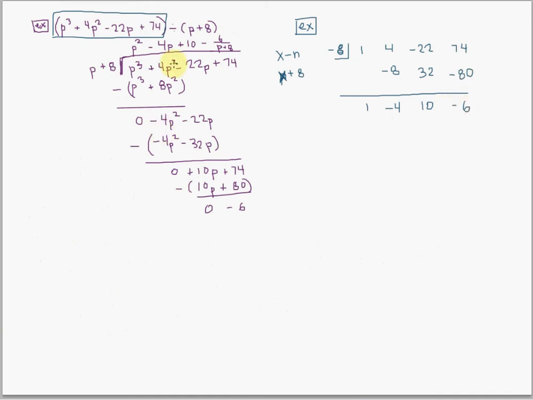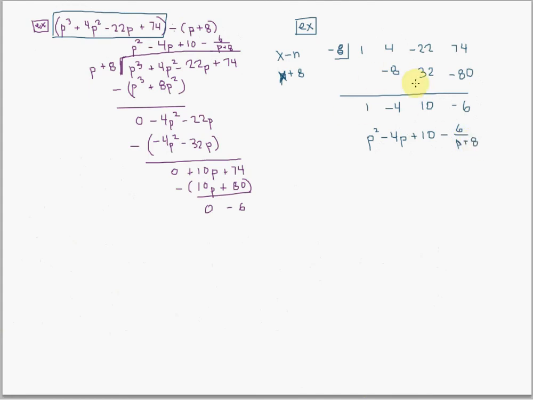Now notice that these numbers are the same leading coefficients that we have in our answer here. Because you take the next power down, so this is p cubed. This is the coefficient for your next power down. So we'd say the answer would be p squared minus 4p plus 10. And then we know that because there's another term, that this is the remainder. So we would do 6 divided by p plus 8.